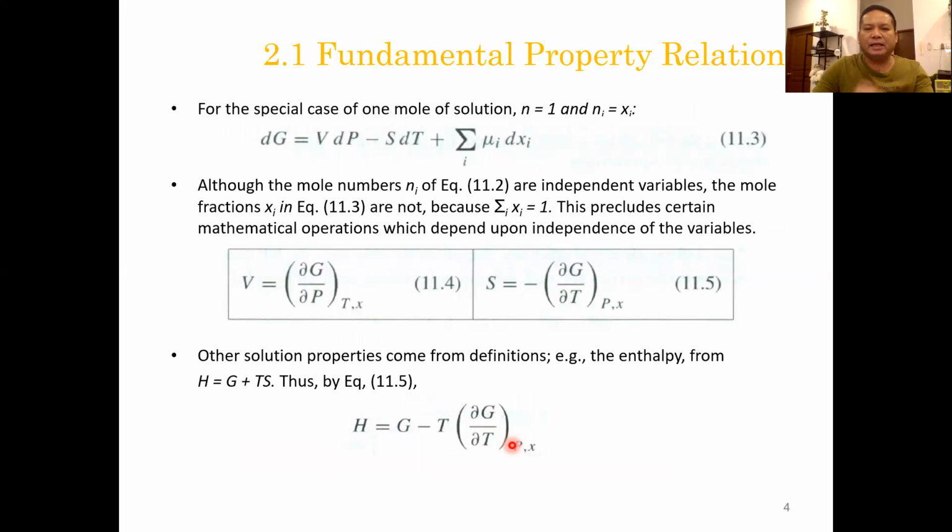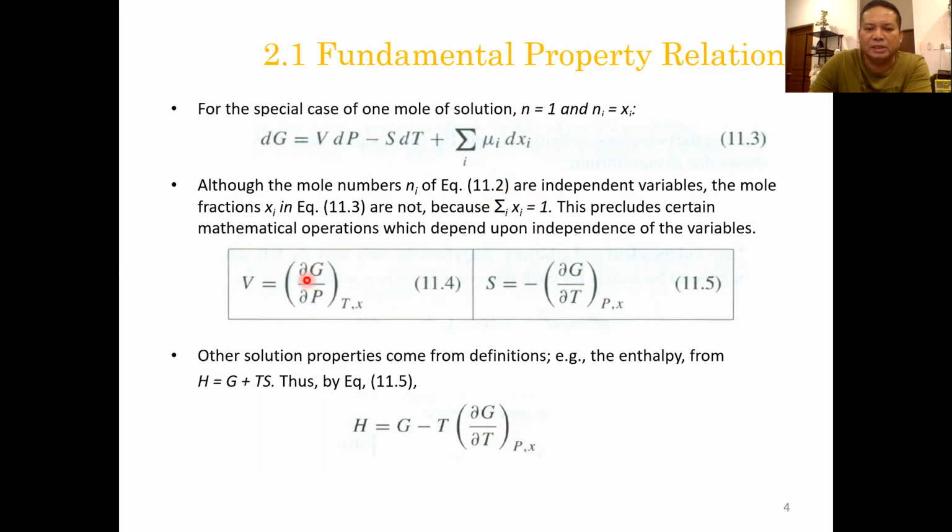For special cases where there's one mole and the number of moles ni is equal to xi, we send it to this, and then the equation is changed to this. So from equation 11.2 and equation 11.3, where the summation of total number of moles is 1, we can rewrite the parameters into this.